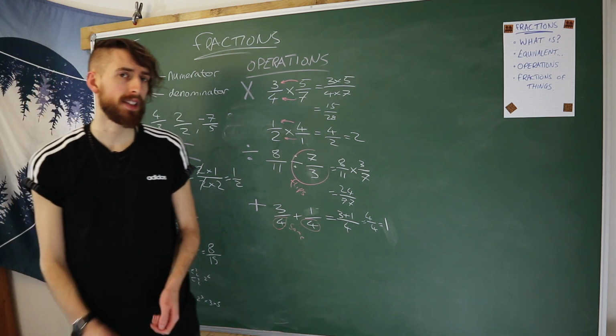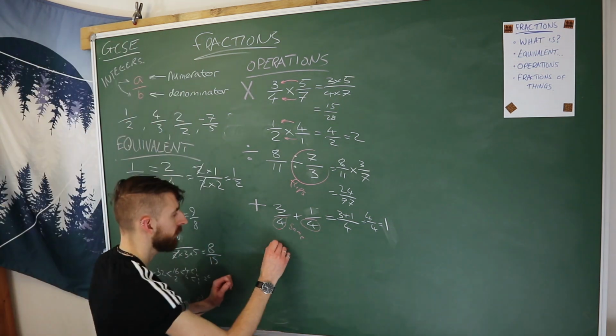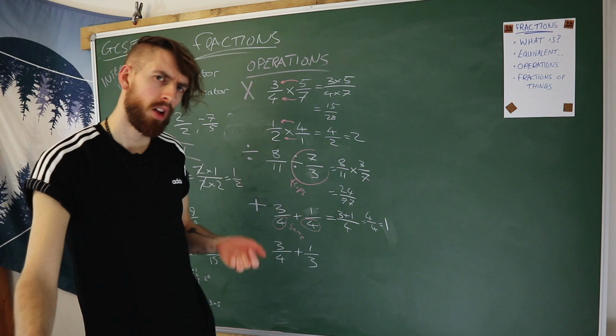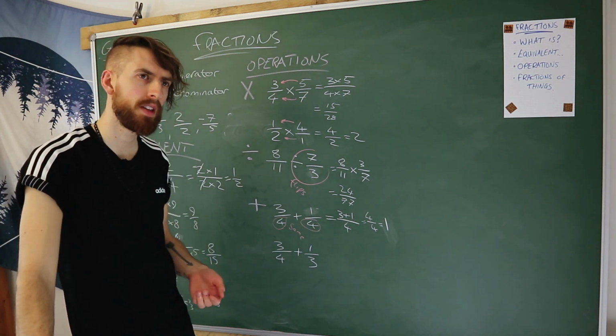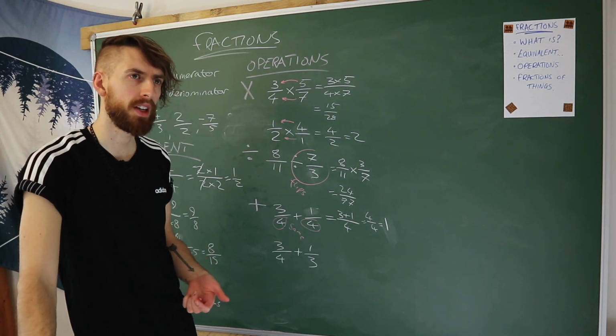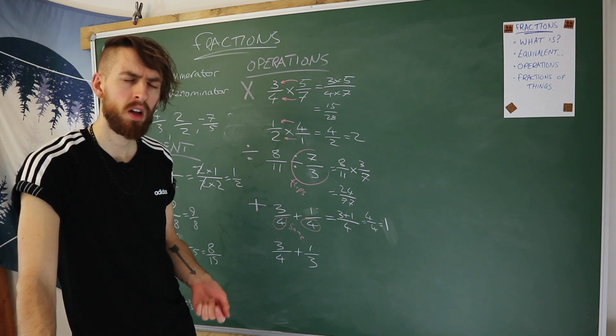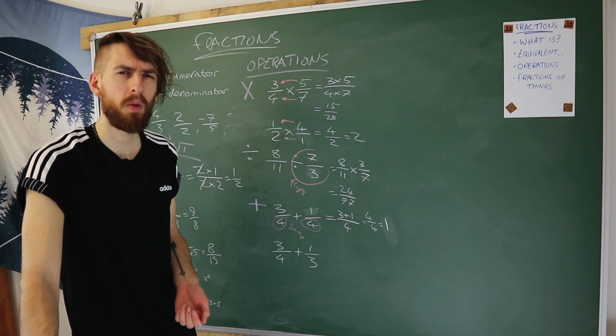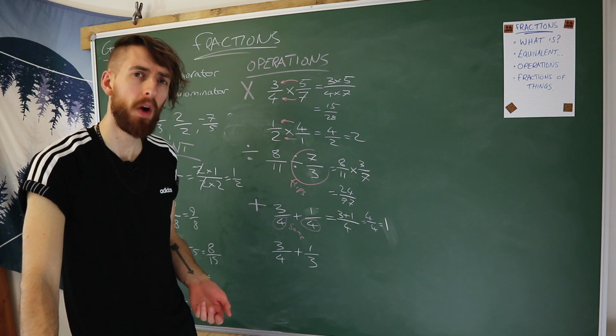What if they weren't the same? Well, 3/4 plus 1/3. If you chopped up your pizza into 4, you got 3 of those, and you added 1/3 of pizza, what are you going to be left with? Why is that? What is that?